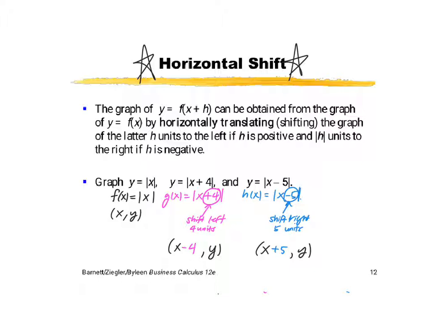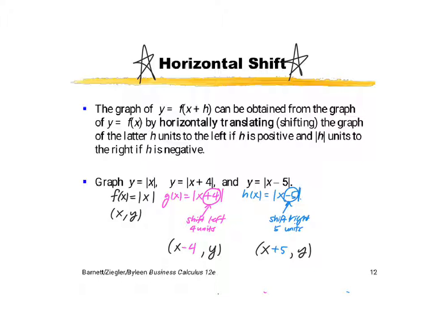Okay, next we have horizontal shifts. I have stars beside this because the horizontal shifts will actually do opposite of what you think. Let's read here first. It says the graph of y equals f of x plus h can be obtained from the graph y equals f of x by horizontally translating or shifting the graph of the latter h units to the left if h is positive, and absolute value of h units to the right if h is negative.